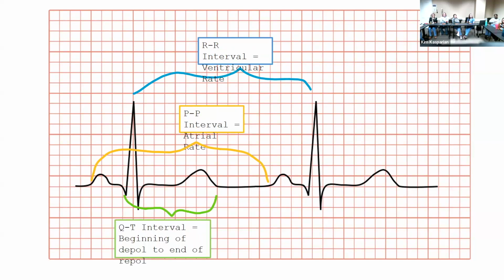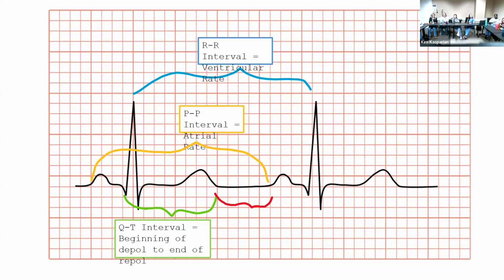QT interval, that's the beginning of the depolarization of the ventricle all the way to the end of repolarization of the ventricle. What is this? This is very important, but not talked about very much. TP interval. So that's the TP interval. And why is the TP interval so crucially important?